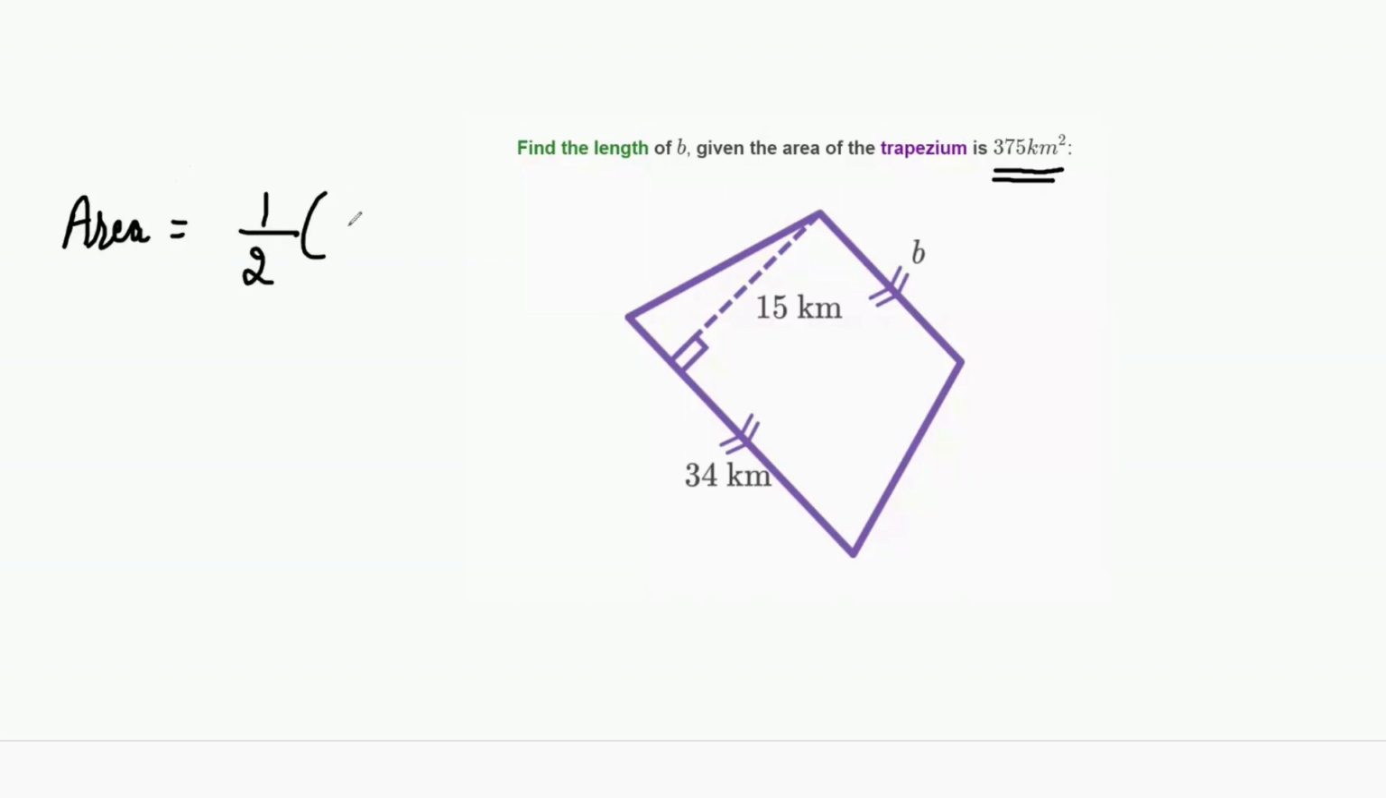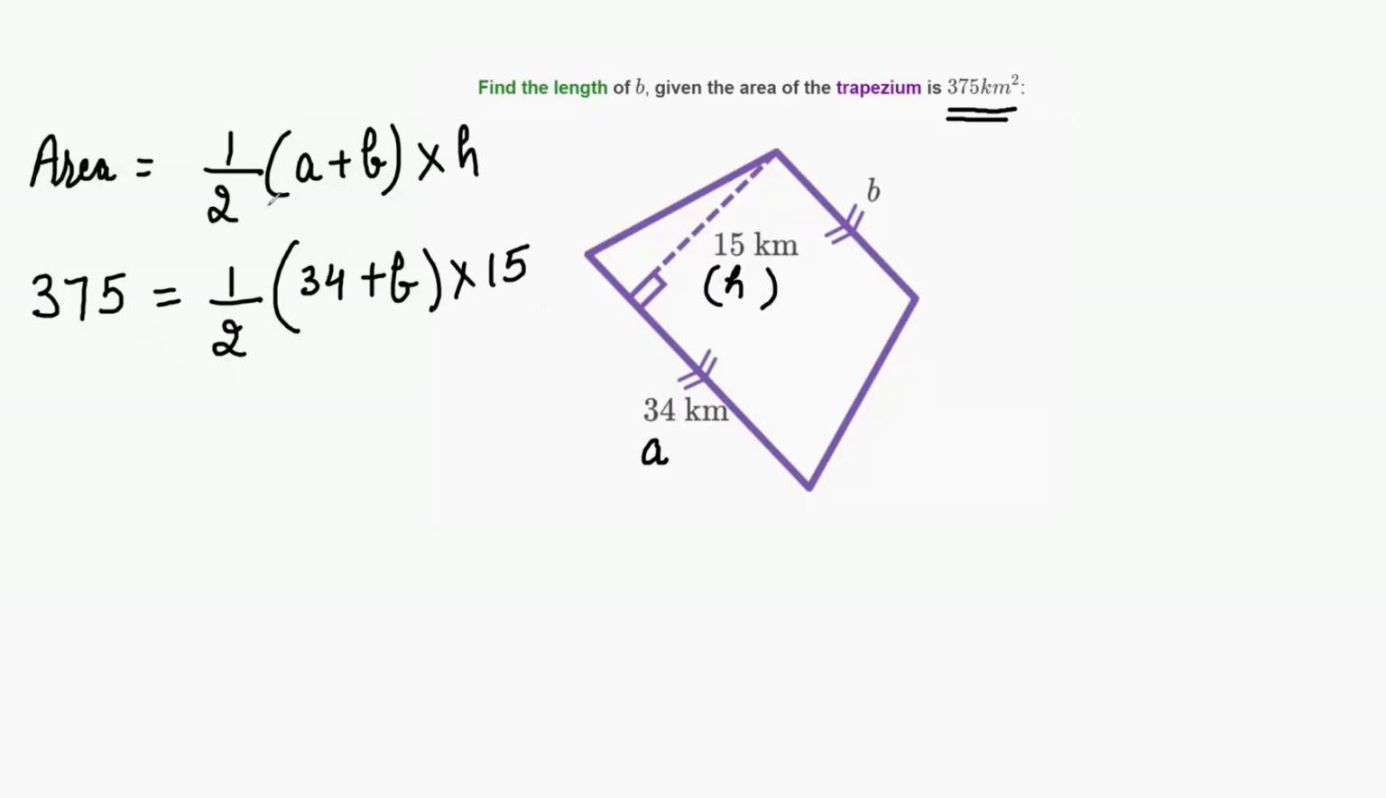If in a trapezium the area is given and one of the sides and the height is given, we have to substitute the values in the equation. Here A is 34 km and height is 15 km. After substituting the values in the formula, now it's a simple linear equation, so we have to solve it.